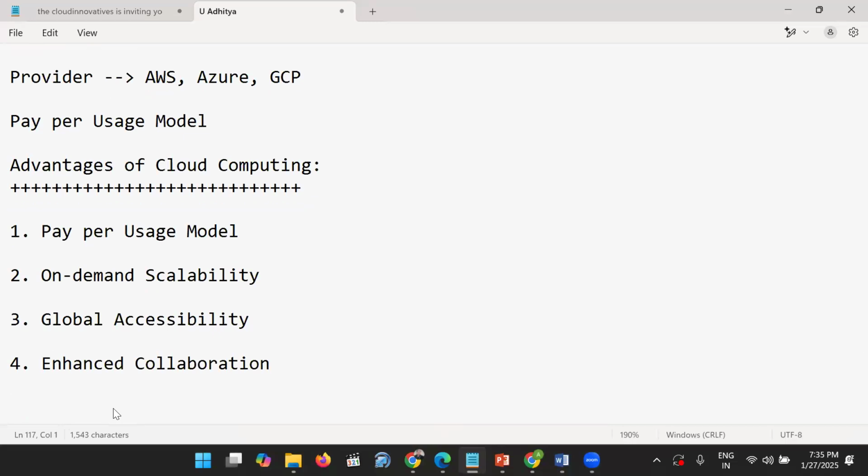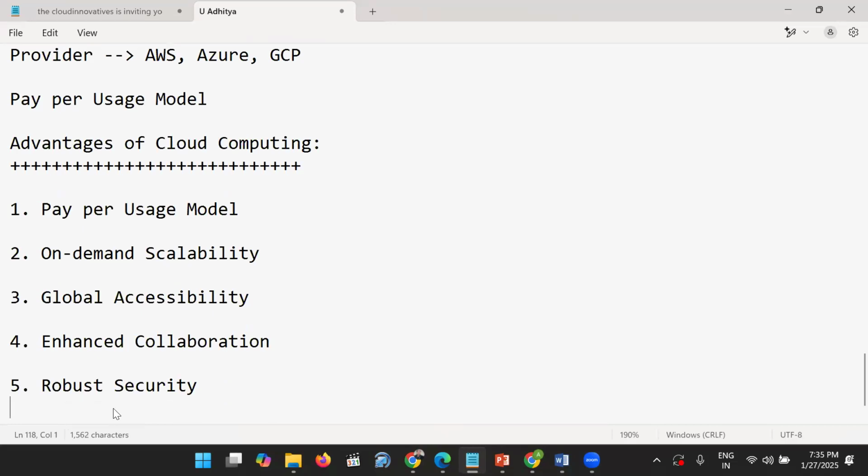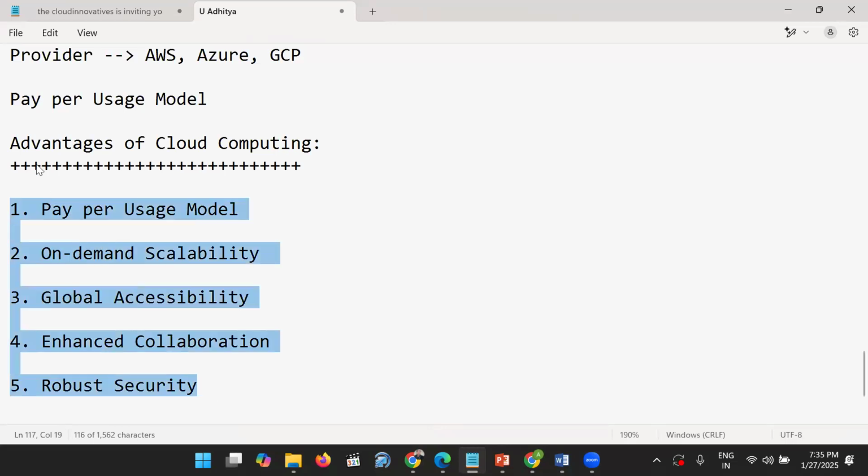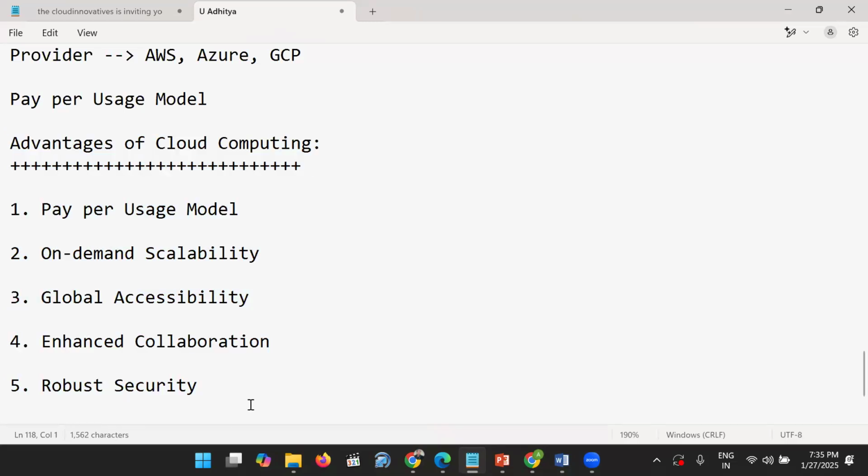Also, friends, cloud computing provides robust security. A data center may have a number of users accessing it, and it provides security to each and every user individually. Those are some of the advantages of using the cloud platform.